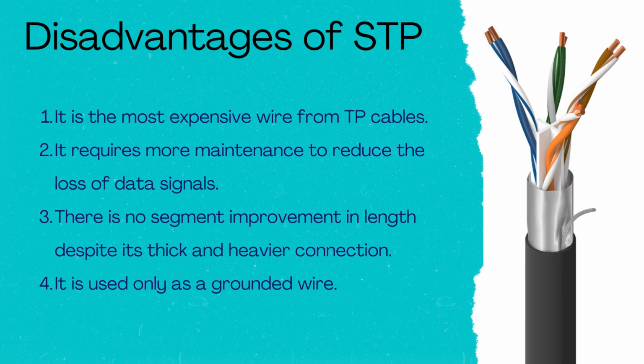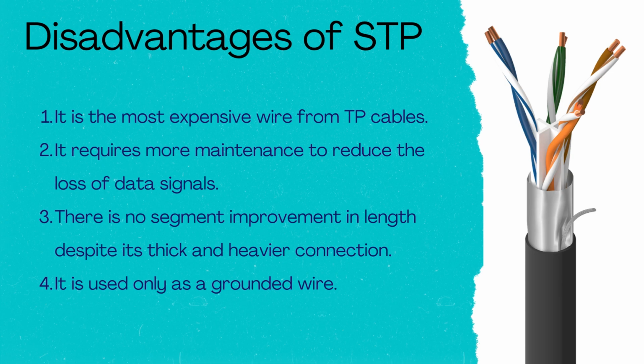Secondly, STP needs more maintenance. STP cables require more maintenance compared to UTP cables to reduce the loss of data signals. This is because the shielding in STP cables, while effective at reducing interference, can be susceptible to wear and tear over time. The shielding must be properly maintained to ensure its effectiveness in protecting against electromagnetic interference (EMI), and also regular inspection, grounding checks, and cable management are essential to keep STP cables in optimal condition.